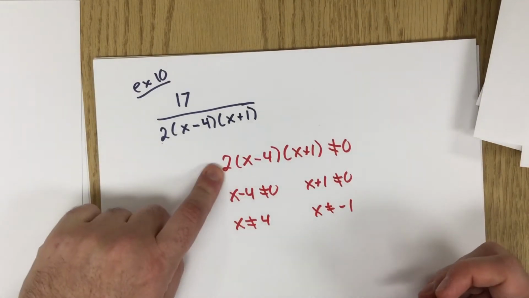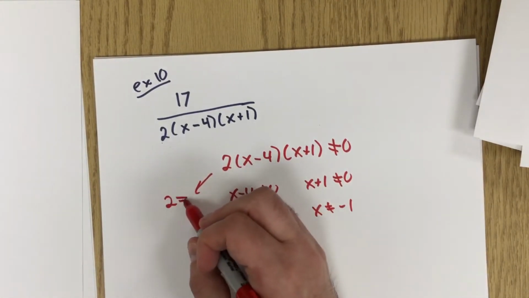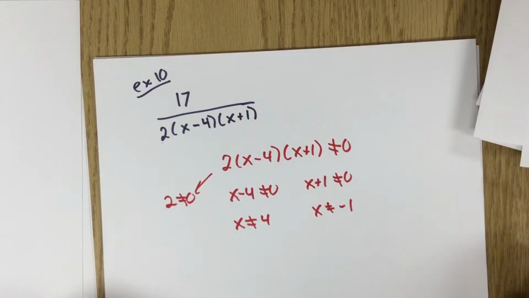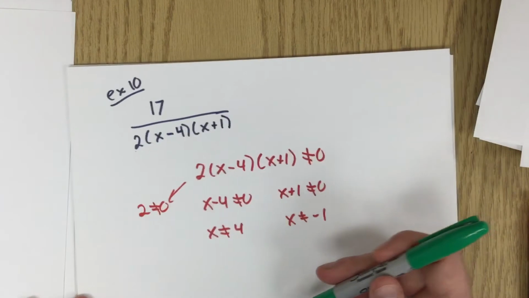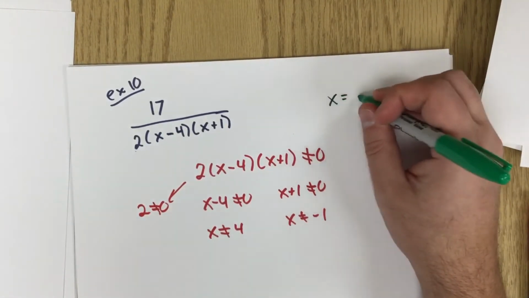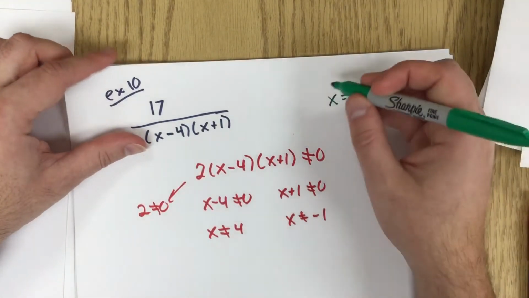Now you may be thinking, what about this? Technically, we also know that 2 is not allowed to be equal to 0, but 2 is never equal to 0, so the 2 doesn't actually do anything. The 2 is just there. It doesn't actually cause a restriction on its own. And so the restrictions are just minus 1 and 4. X cannot be equal to those two.